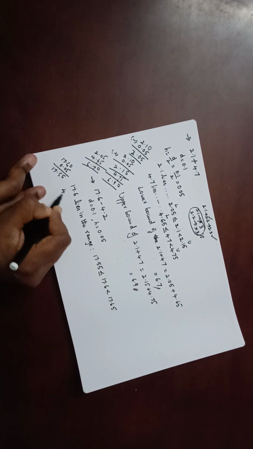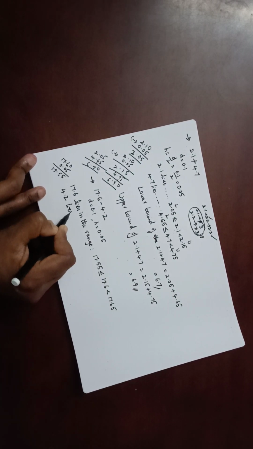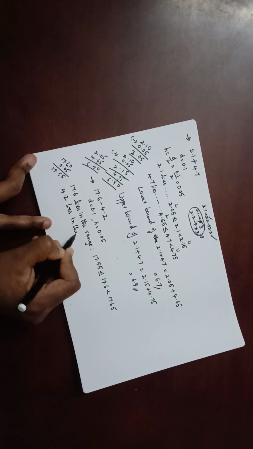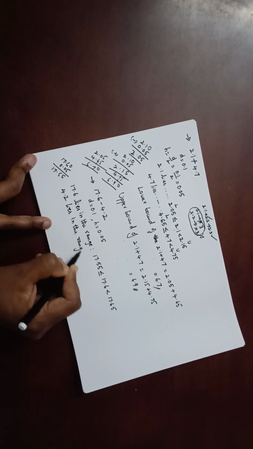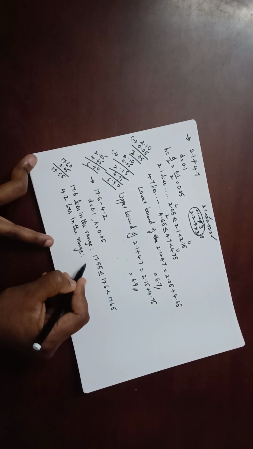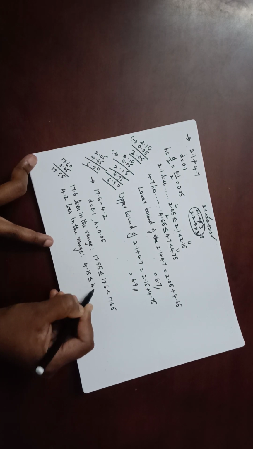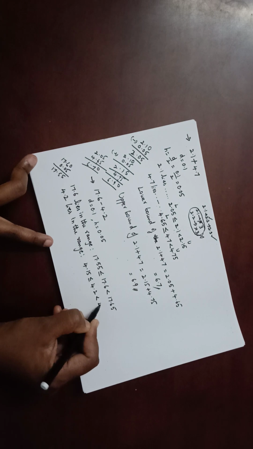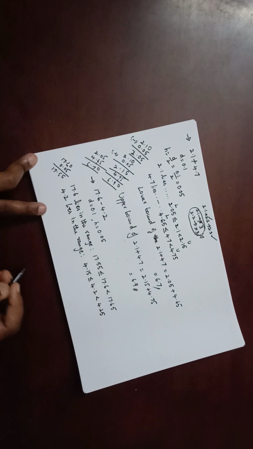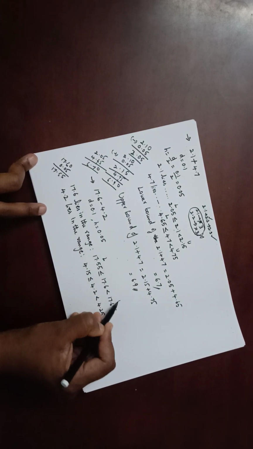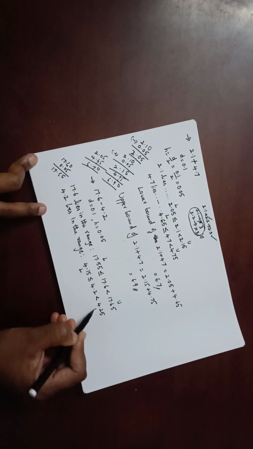So 4.2 lies in the range 4.15 less than or equal to 4.2 less than 4.25. This is the lower bound, this is the upper bound. Here also lower bound, upper bound.